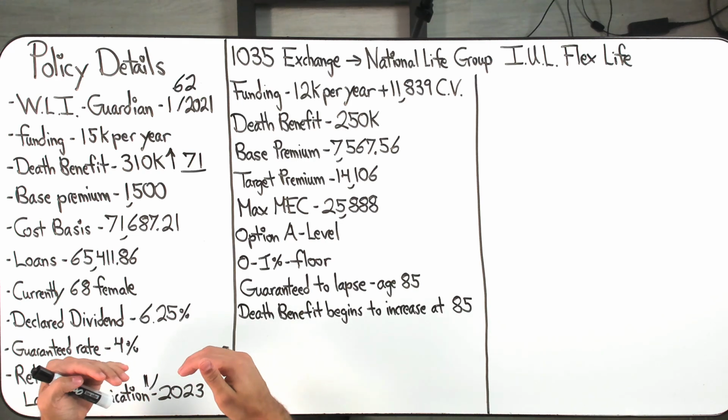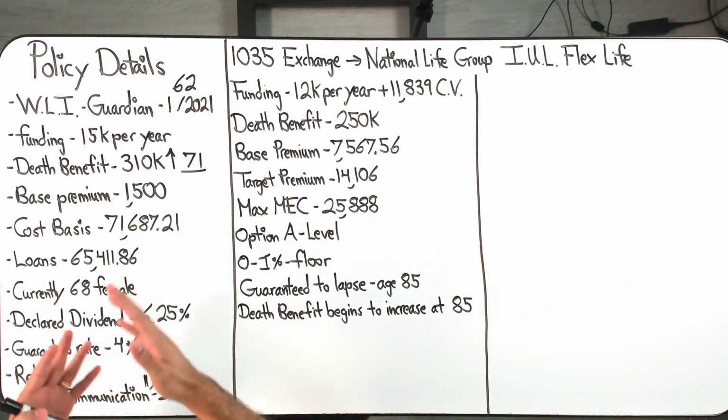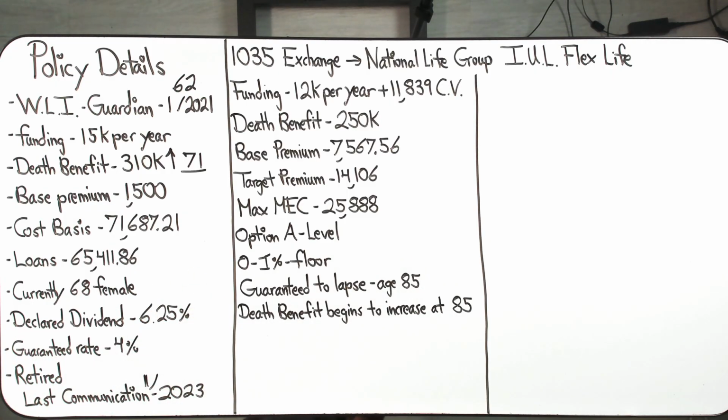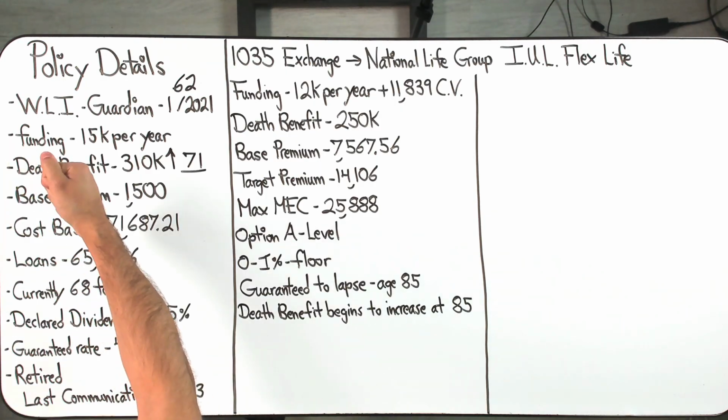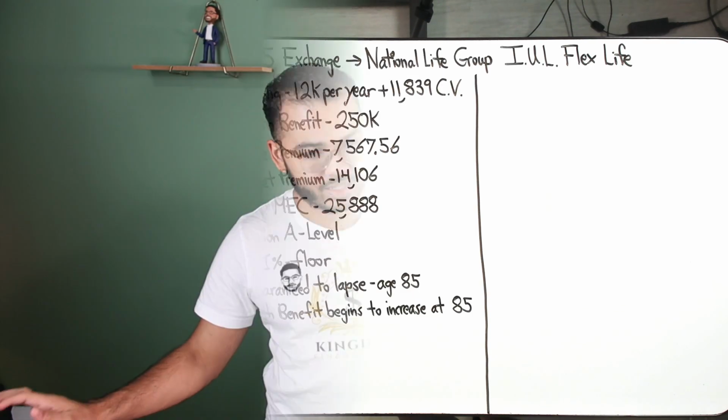And then after expenses, the net internal rate of return on this policy is probably in the neighborhood of 3-ish%, maybe 2-ish% at this point. We're dealing with a retired individual, and as I mentioned, this particular client is a client of mine. They've done coaching with me, and they purchased a life insurance contract with me, but we haven't communicated since towards the end of 2023. So from an accountability standpoint, I take full accountability for my clients.